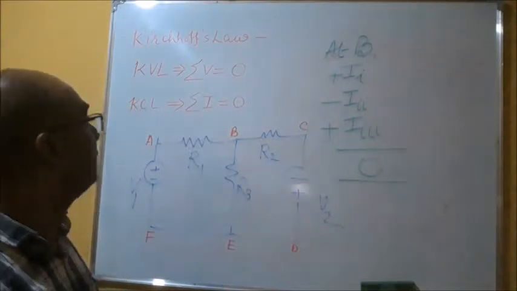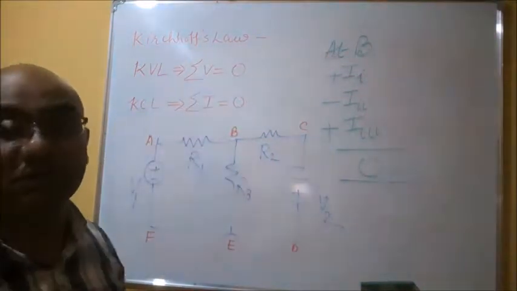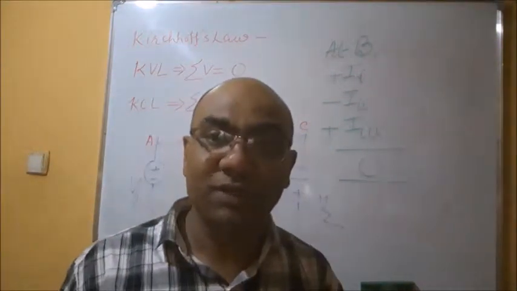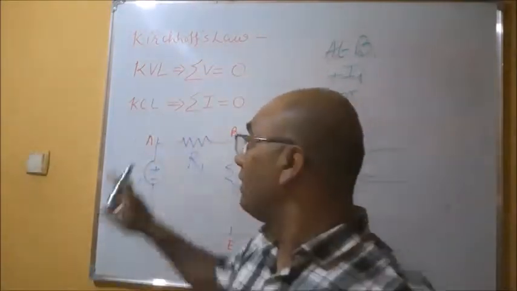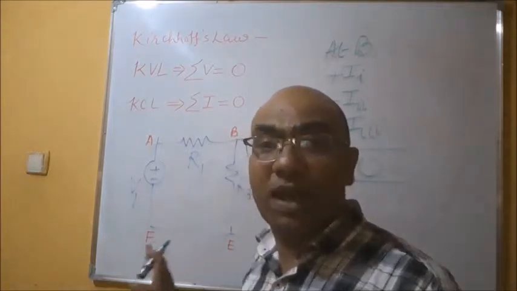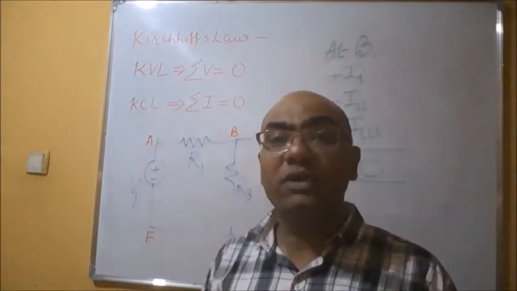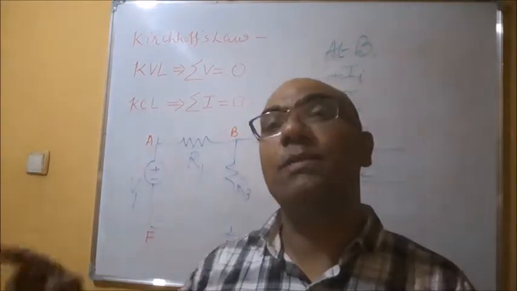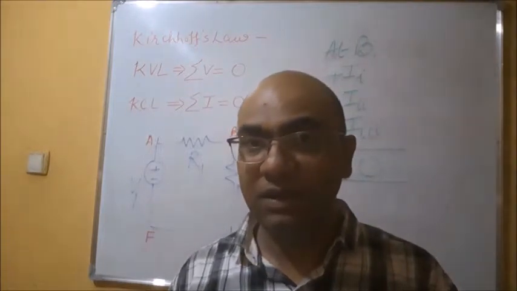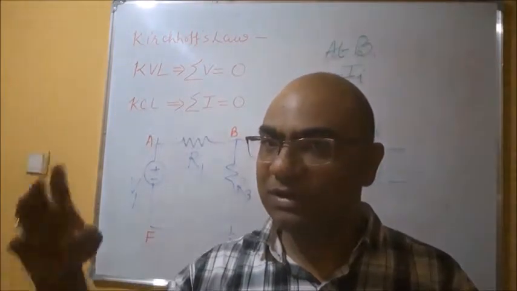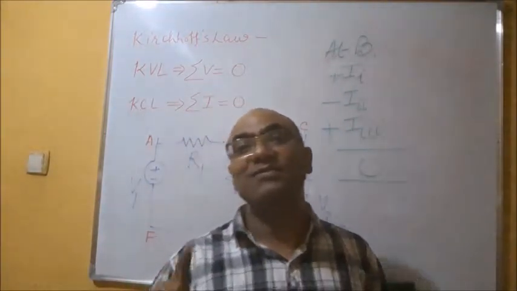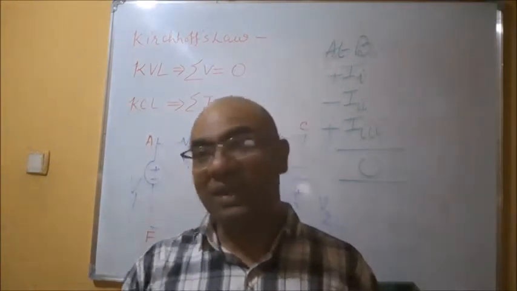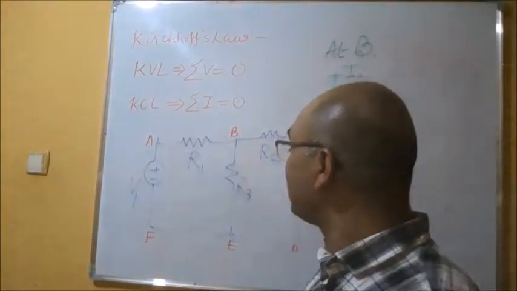Again, you see the summation of V is 0. So summation of V is 0 means that for any closed path, when we move along any closed path, we consider the voltage across each component, and the sum of them should always be 0. And here again, the sum should be an algebraic sum. Let us see again through this example.